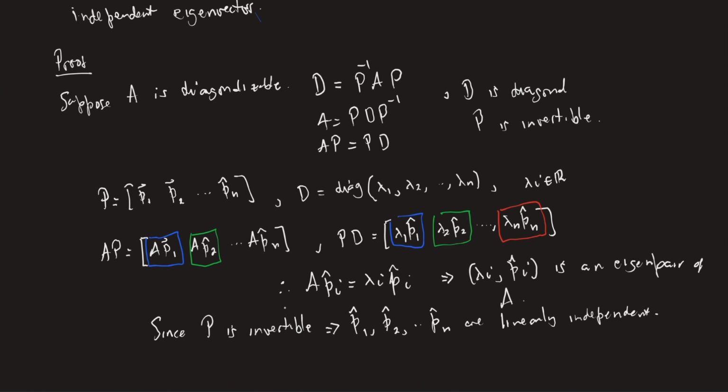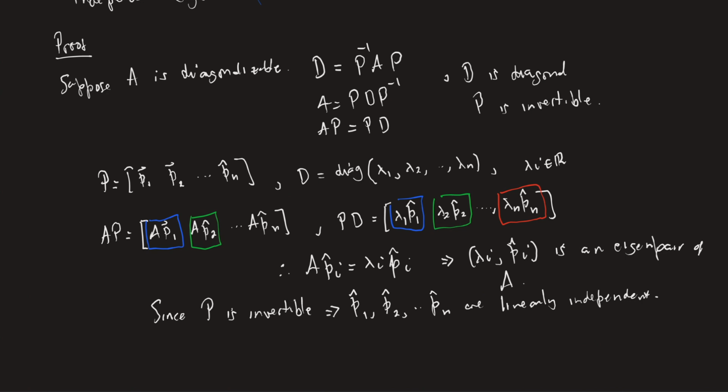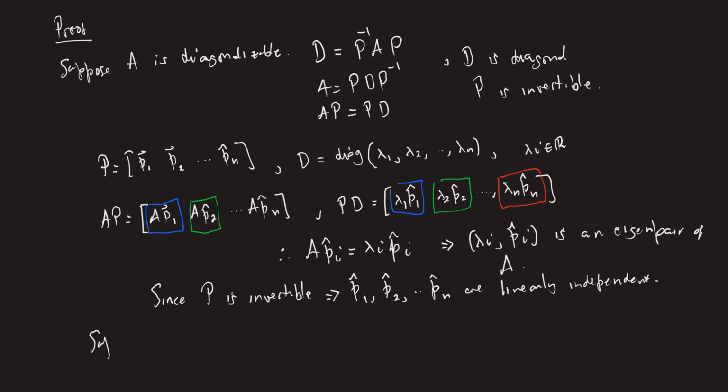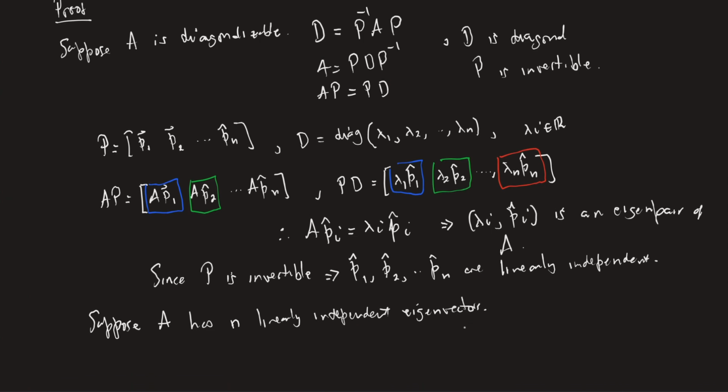Well, what about the other way? So suppose A has n linearly independent eigenvectors. So that's the other direction now. Now we have to show that we can do the diagonalization process.